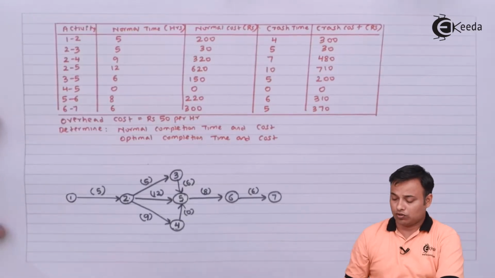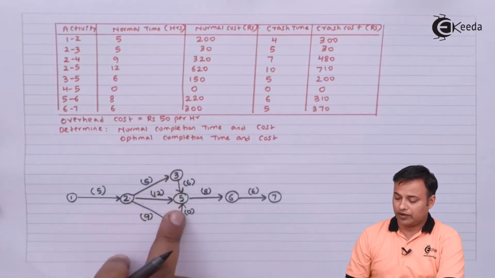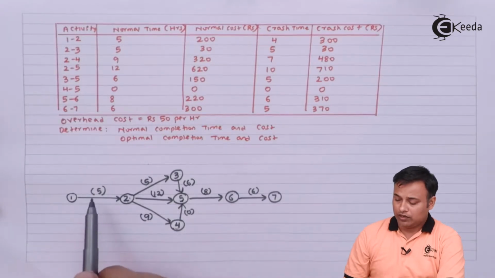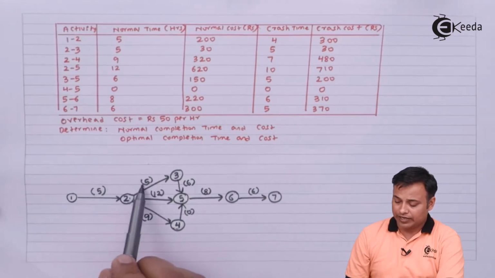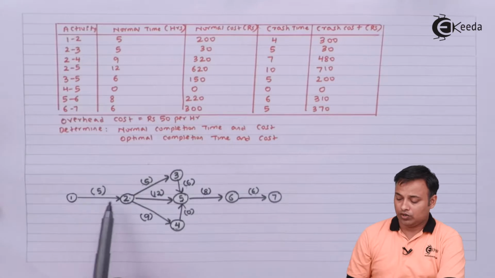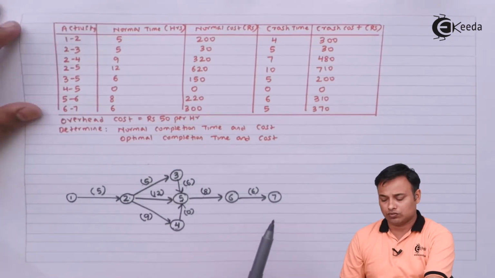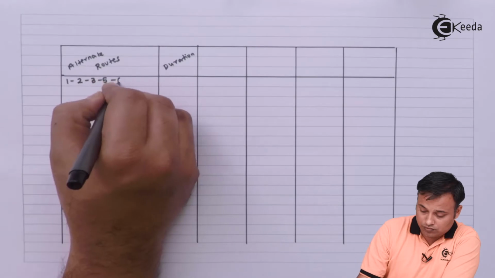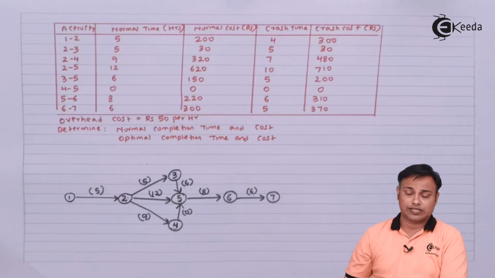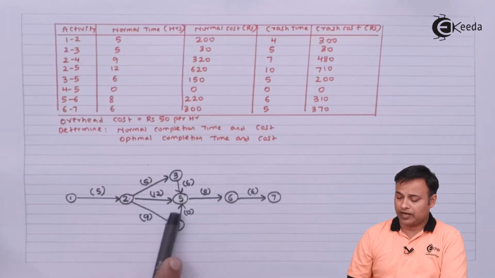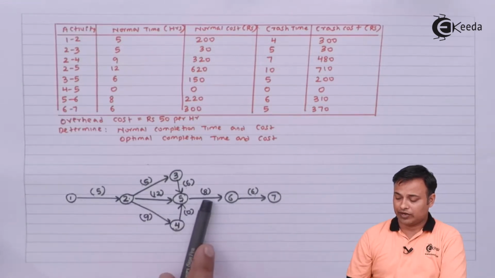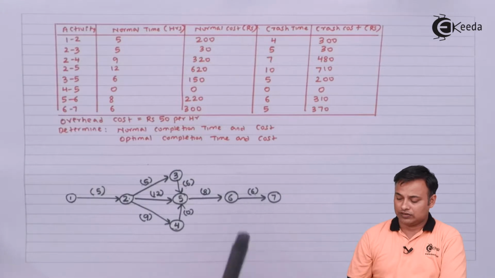So we have the first route 1, 2, 3, 5, 6, 7. And my duration will be, how much time will it take? 5 plus 5, 10, 16, 24 plus 6, 30 hours. So 1, 2, 3, 5, 6, 7 is my first route. My second route will be 1, 2, 5, 6, 7. It will be 5 plus 12, 17 plus 8, 25 plus 6, 31.